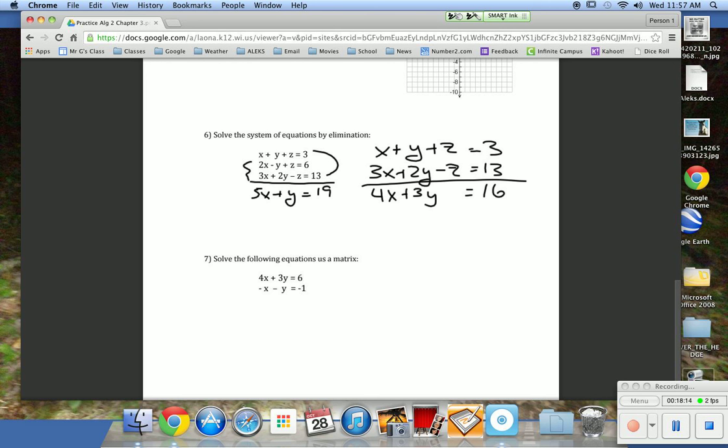Well, to me, I'm looking at it making it easier. Could I use these two equations? Sure, and I would have subtracted them.